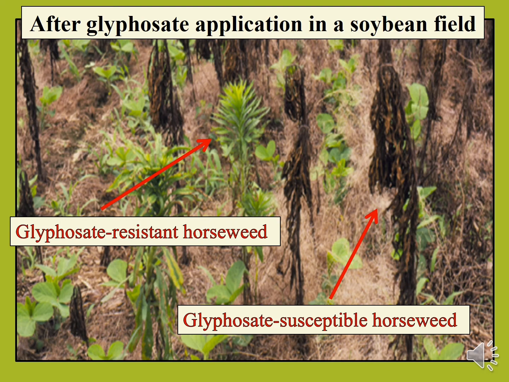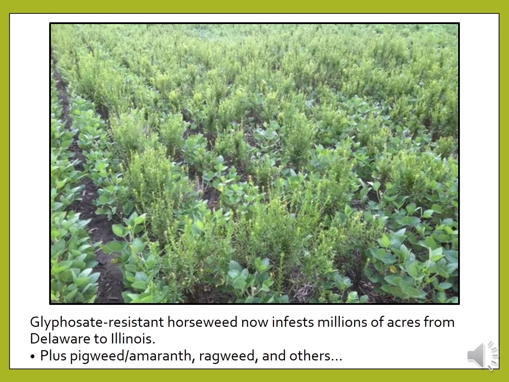and have survived. What happens now over time is that glyphosate-resistant horseweed now infests millions of acres from Delaware to Illinois. In addition to horseweed, there are lots of other weeds that are also becoming resistant to glyphosate: pigweed or amaranth, ragweed, and many others as well.